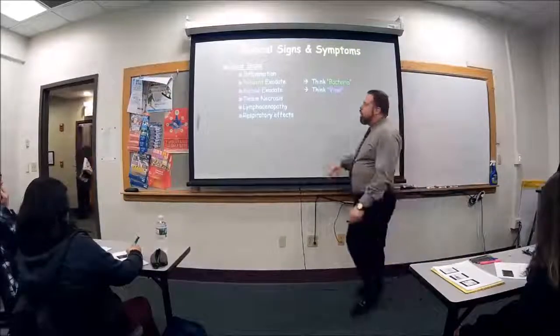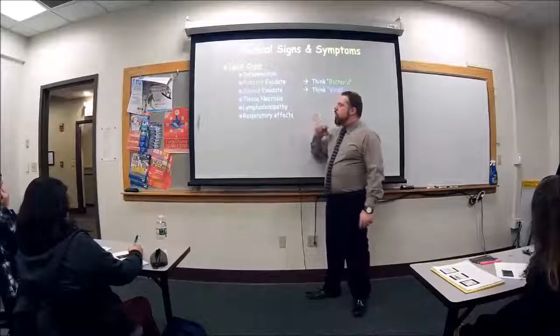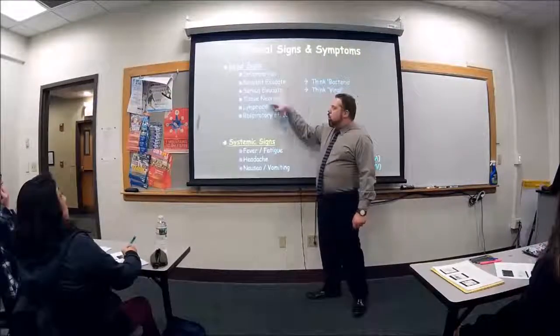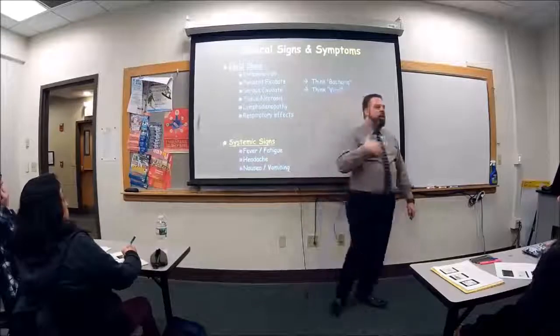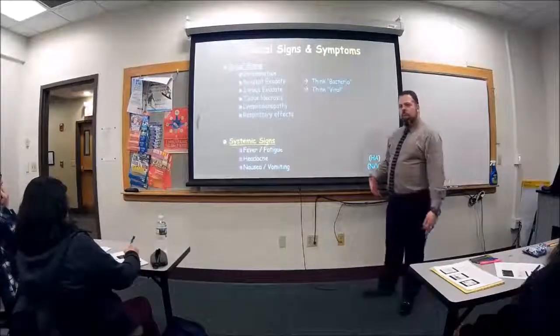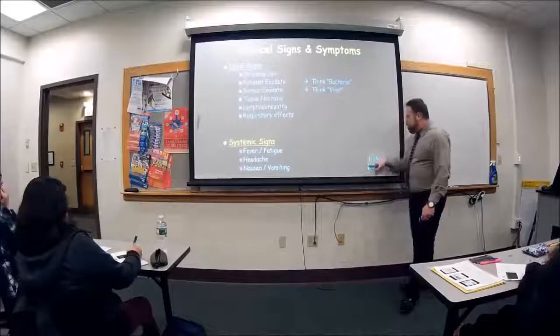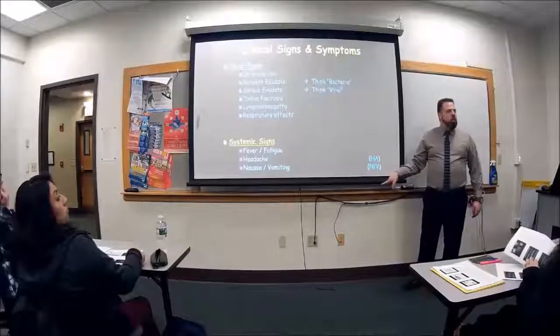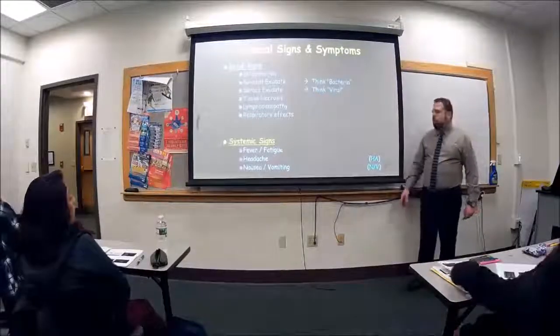You could have enlarged lymph nodes, lymphadenopathy, respiratory effects, tissue necrosis. That's all local. Systemic is when you start getting headaches, when you get nausea and vomiting. It's throughout your whole body, right? And abbreviations you see quite often, HA is headaches, N/V is nausea and vomiting. We use that quite often, okay?